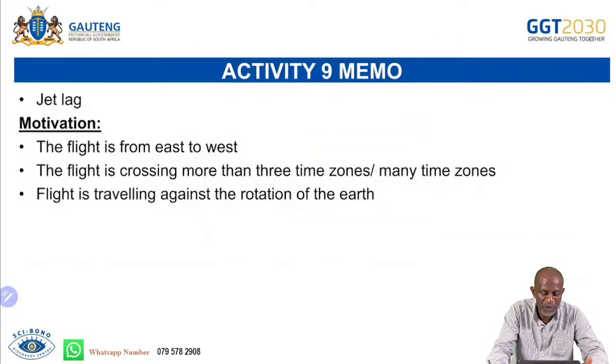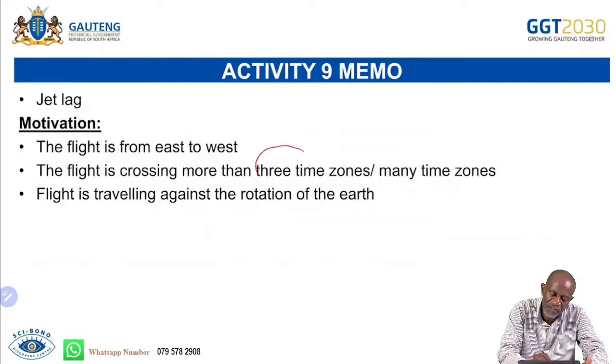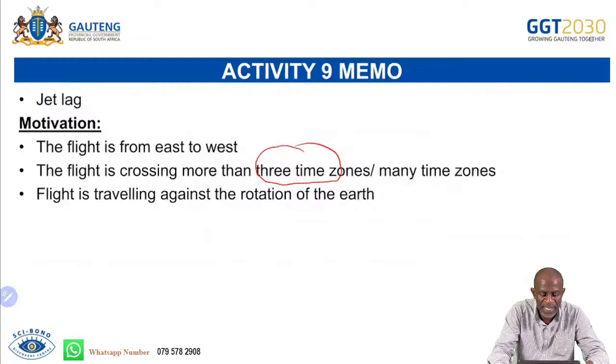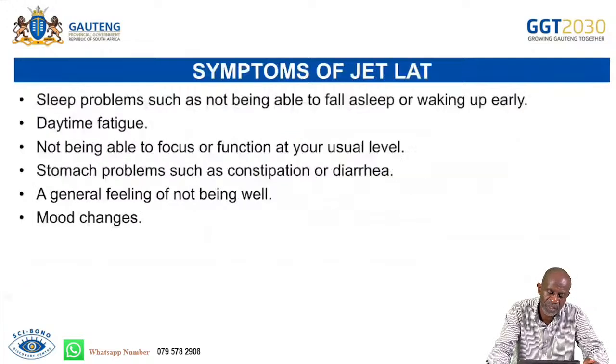So the flight is from east to west. The flight is crossing more than 3 time zones, or many time zones. So I've been emphasizing the 3 time zones. That's when you feel jet lag. The flight is traveling against the rotation of the Earth because it comes from Australia right through to New York.